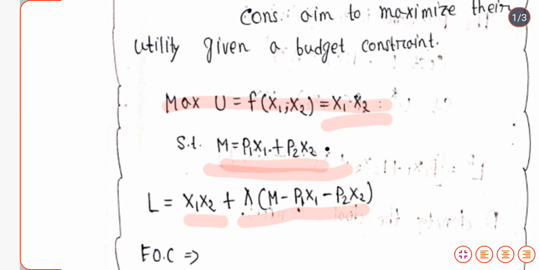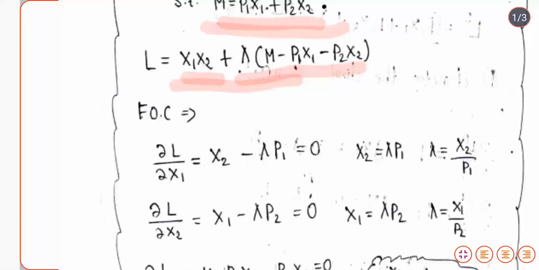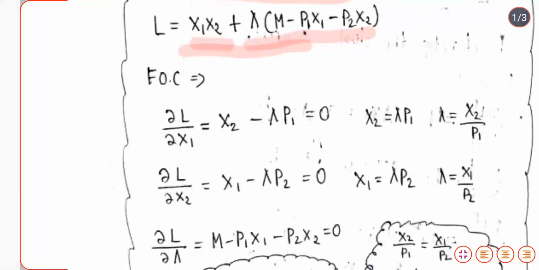So we will take the partial derivative of this function with respect to x1, x2, and lambda. With respect to x1, that will be x2 minus lambda p1. Similarly, with respect to x2, that will be x1 minus lambda p2, and with respect to lambda, that will be m minus p1 x1 minus p2 x2 equals 0. These are the first order conditions: x2 minus lambda p1, x1 minus lambda p2, and m minus p1 x1 minus p2 x2, all equal to 0.